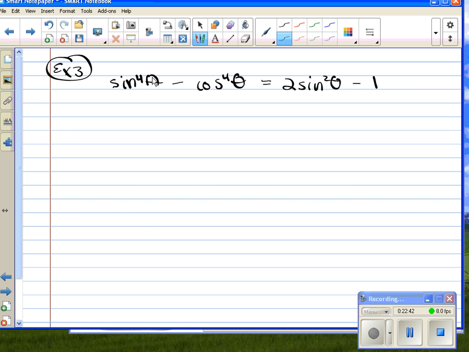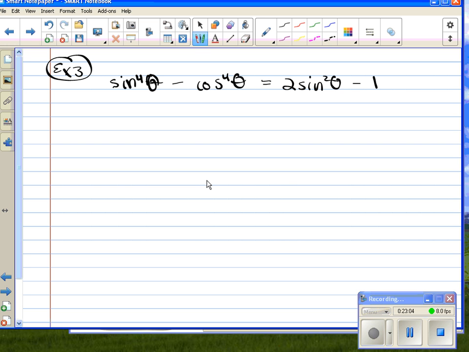Sine to the 4th power minus cosine to the 4th power. We haven't talked about any identities that have anything to do with the 4th power. So what could we possibly do to try to bring those exponents down to something that we are familiar with?